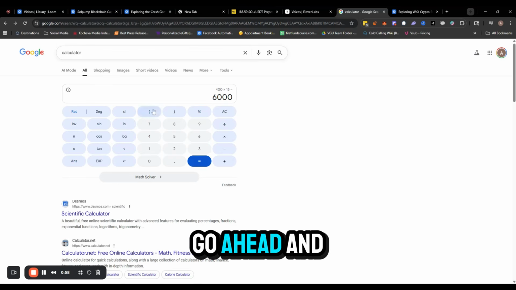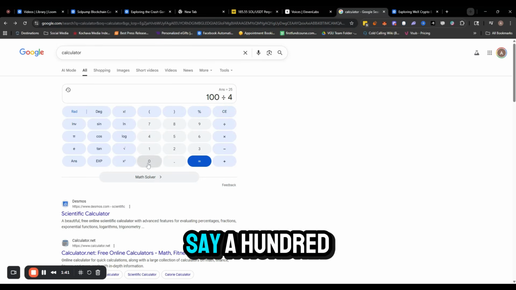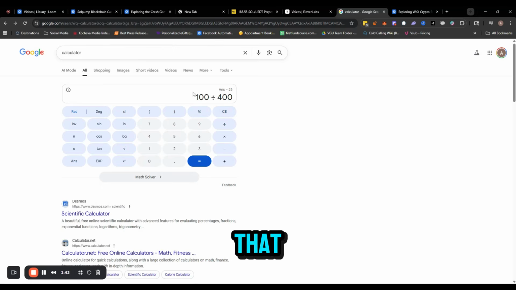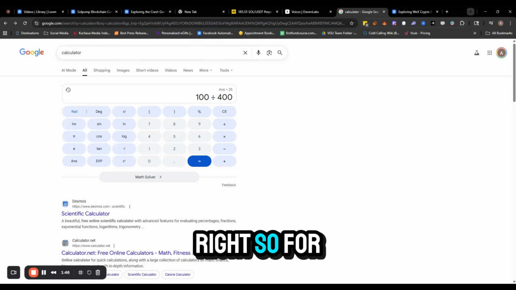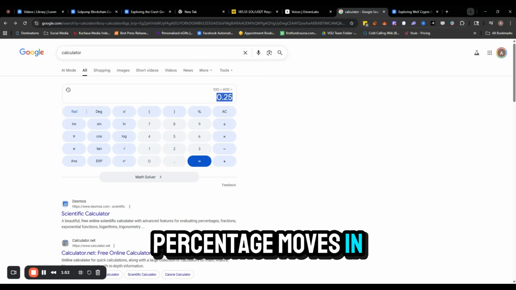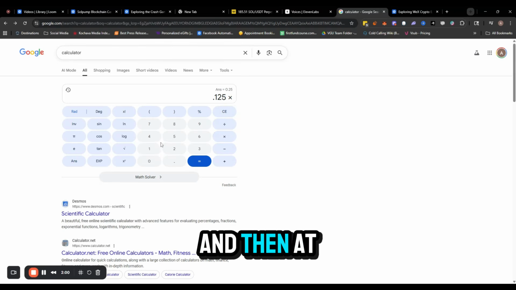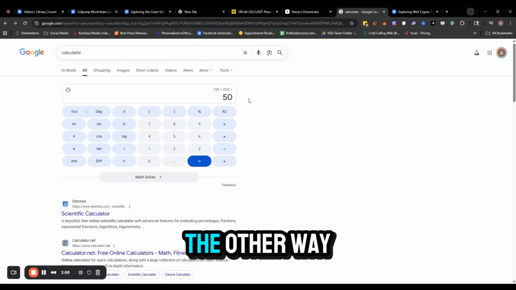So if we just do the math here real quickly, let's go back to that $400 example again, right? Let's just say $100 and divide that by 400, right? So for every 100%, if you have 400% leverage, for every 0.25% move in the market, your position will be liquidated. And at 0.125%, 50% of your margin will be wiped out. Or if it goes up, obviously the other way around.